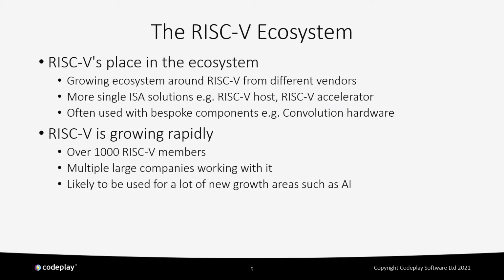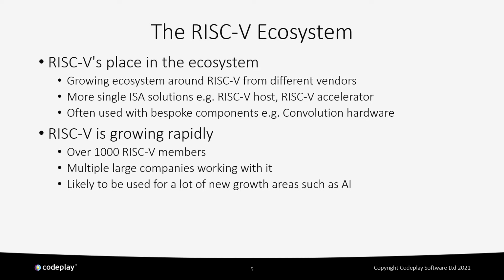There's a growing ecosystem around RISC-V from different vendors. Some companies exist to provide complete solutions, working with clients to design, simulate, and produce the final hardware. We are starting to see more single ISA solutions, with a RISC-V host and a RISC-V accelerator, for example, which potentially makes it cheaper and less complex. It is often used with bespoke IP blocks, such as convolution hardware. It is being used in various research projects.